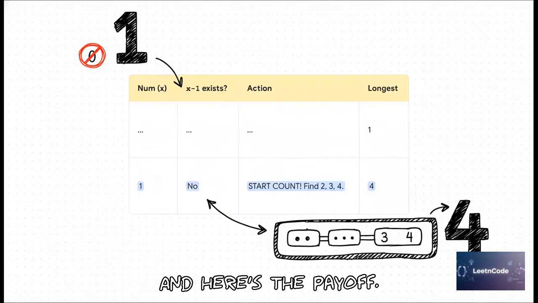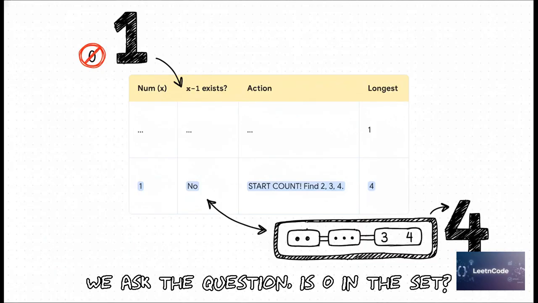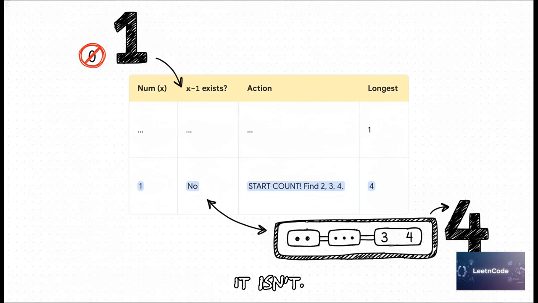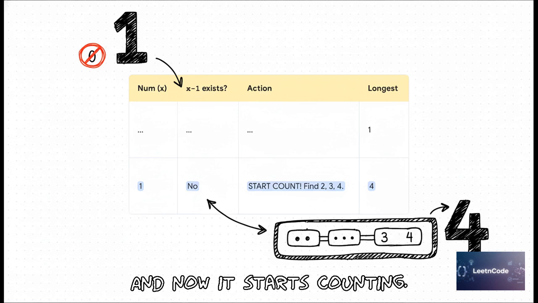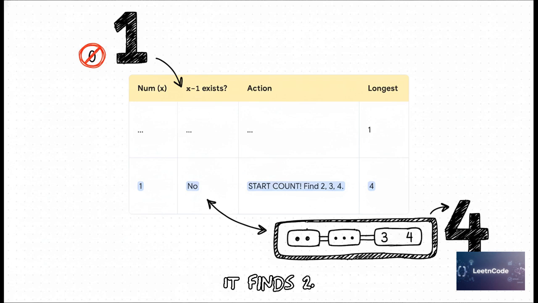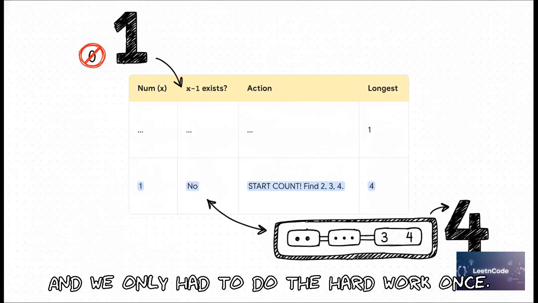And here's the payoff. The loop gets to the number 1. We ask the question, is 0 in the set? It isn't. So our algorithm knows this is a real starting point. And now it starts counting. It finds 2, it finds 3, it finds 4, and bam, we found our longest sequence of length 4. And we only had to do the hard work once.